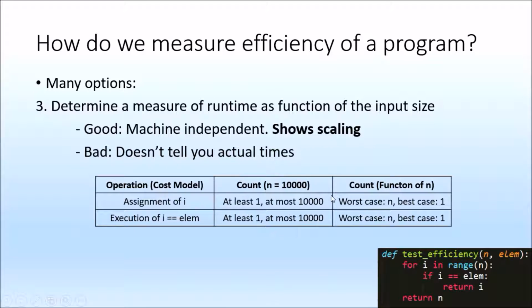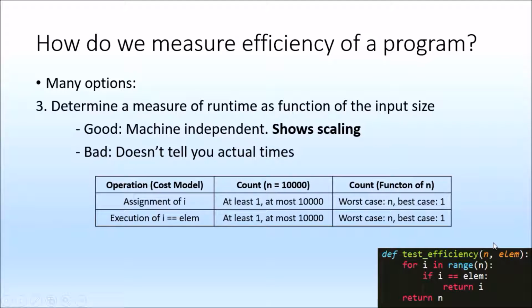So if on the previous slide you saw that the count when n is equal to 10,000 is at least 1 or at most 10,000, and same with the execution of i double equals element. But if we do this as a function of n, so for any n, the worst case is that it executes n times. Or the best case is that it executes once, the best case being that if this ends up being true.